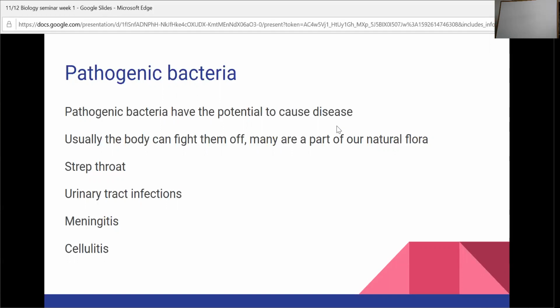Strep throat is an infection of streptococcus in the back of the throat. Urinary tract infections are as uncomfortable as they sound. They're caused by E. coli. Meningitis is a bacterial infection of spinal fluid and brain stem, which is very nasty. Anyone who has had to deal with that, I'm sure, would rather forget it.